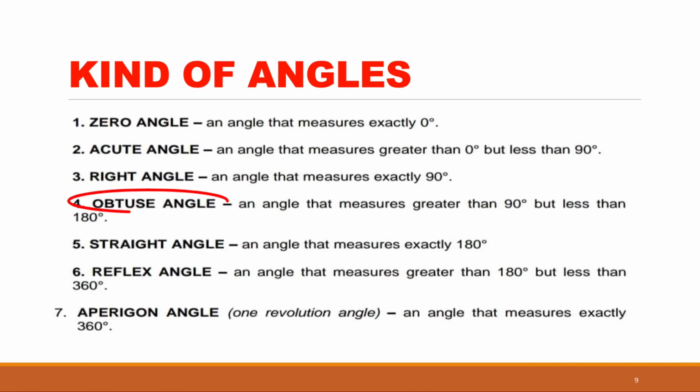Number 4, obtuse angle. An angle that measures greater than 90 degrees but less than 180 degrees, meaning 91 degrees to 179 degrees. And number 5, straight angle, an angle that measures exactly 180 degrees. And number 6, reflex angle, an angle that measures greater than 180 degrees but less than 360 degrees, meaning 181 degrees to 359 degrees. And the angle that measures exactly 360 degrees, one revolution, is what we call a perigon angle.